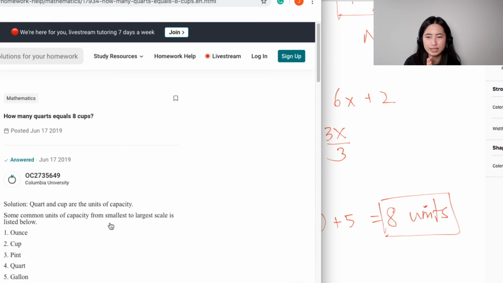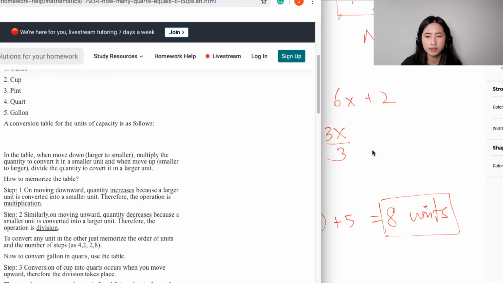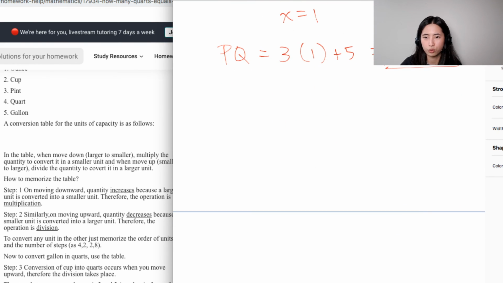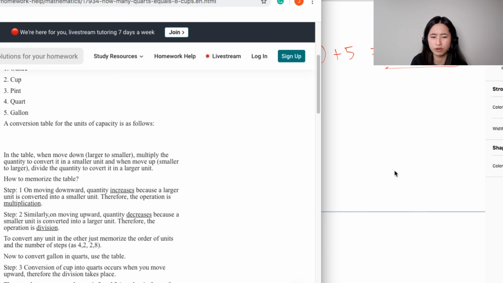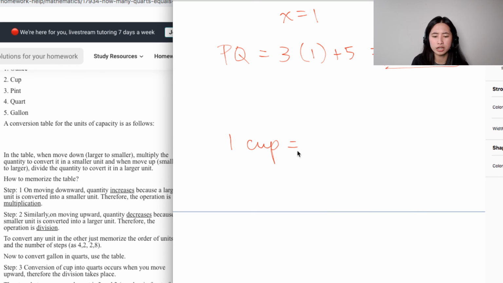I think this is an easy question. Let's run through this. How many quarts equals 8 cups? One cup is a quarter of a quart. By the way, this is just the standard unit of measurement, something they should give you. I don't expect your teacher to ask you to memorize all of the conversions. So if you have 1 cup, this is 1/4 of a quart, essentially 0.25.